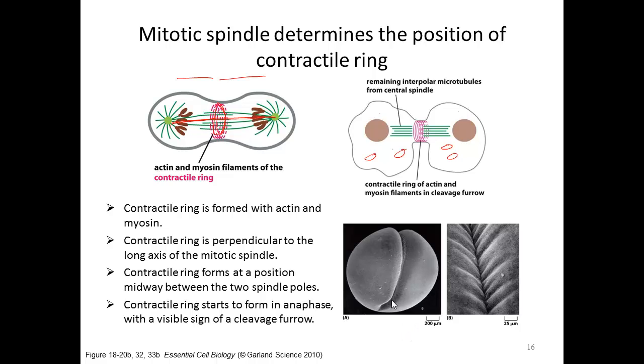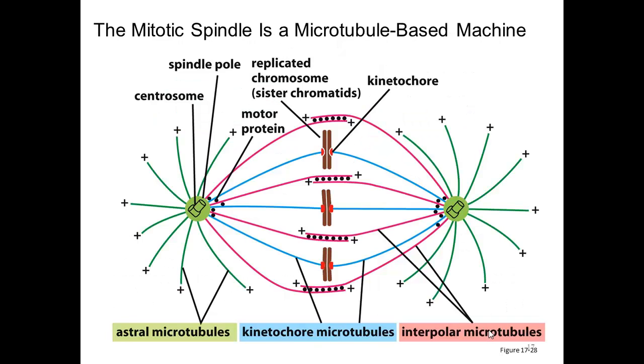And this is a slightly interesting electron micrograph where you see the structure called the cleavage furrow, and this is where actin and myosin are contracting in here on the plasma membrane. So on to the description of the mechanisms of chromosome movement.